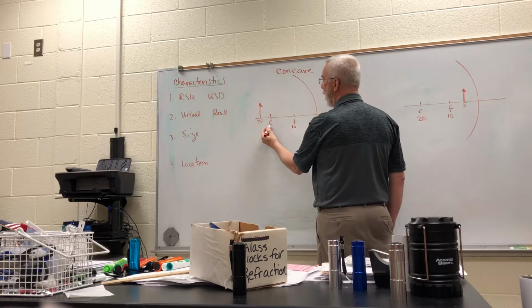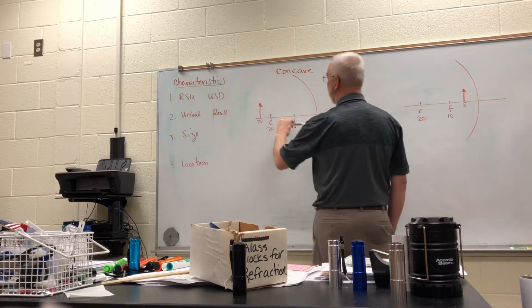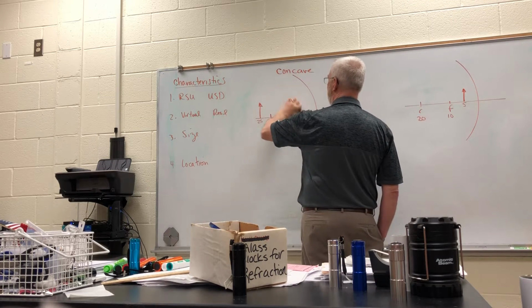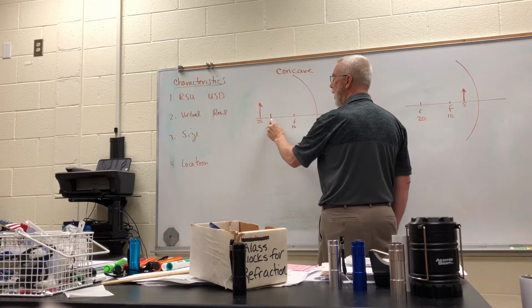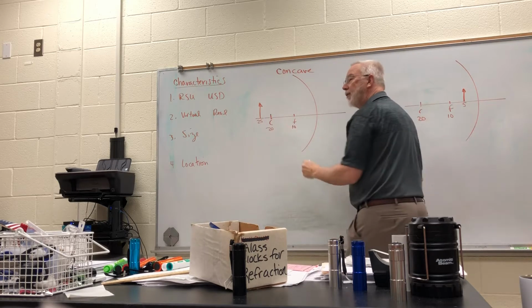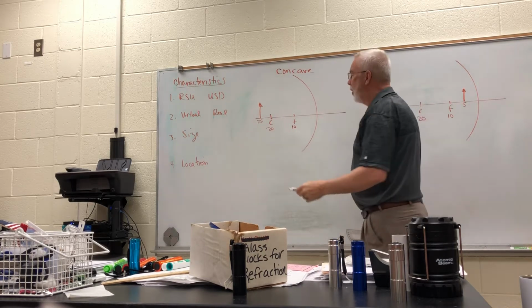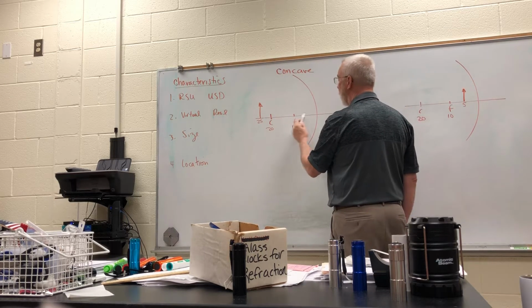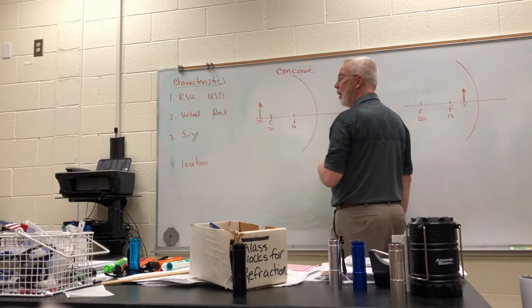The C right here stands for the center, and it's actually the center of the curvature. When I drew that line, I was using that as the center. And then F stands for the focal point, and the focal point is always halfway between the surface of the mirror and the center.